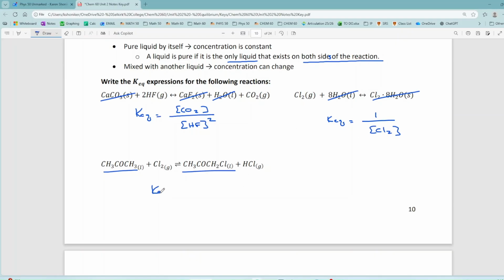And then this one, we didn't get rid of anything. And so for this one, it would be the concentration of CH3COCH2Cl. Don't even want to attempt to say that one, times hydrochloric acid, divided by the CH3COCH3 times the chlorine gas. And none of them had coefficients, so there's no exponents. Awesome. All right, go give that stuff a go.